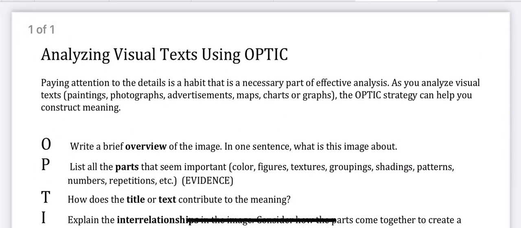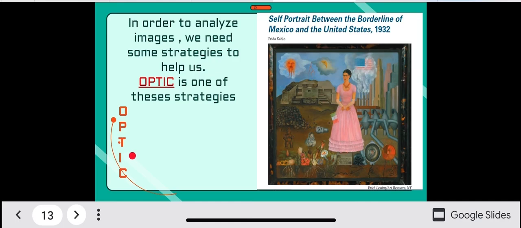Let's go back to the presentation. Yeah, this is it. So let's look at this picture, for example, this image, and this is a portrait done by Frida Kahlo, as I can see, and it is titled Self-Portrait Between the Borderline of Mexico and the United States in the year 1932. When I say it's a self-portrait, it means it's a picture of someone's self. So if I want to have a self-portrait, I'm going to draw a picture of myself. So we expect that this here is actually Frida Kahlo, the artist who drew this painting.